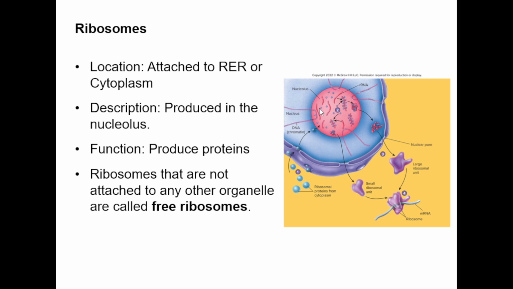So as you can see here, these blue dots that you can see inside are actually your ribosomes. And they would exit the nuclear pore, and once outside, they can either attach themselves to the rough endoplasmic reticulum, such as this one, or they can float freely in the cytoplasm and be called your free ribosomes.